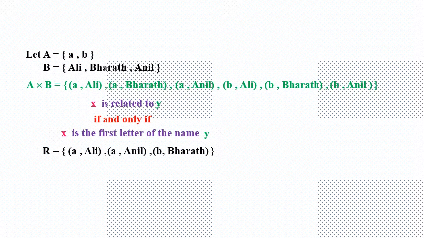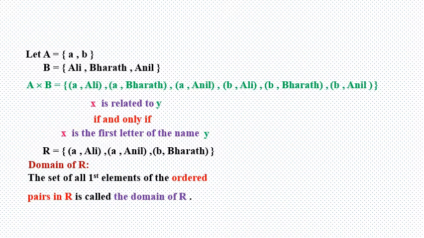What is the domain of the relation now? Look at this. Domain is nothing but the set of all first elements of the ordered pairs. Set of all first elements in the ordered pairs in R is called the domain of R. Now look at this. So what is the domain here? Domain becomes A and B. The domain is A comma B.